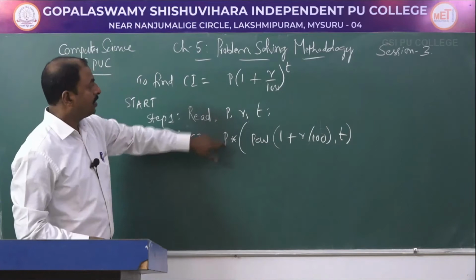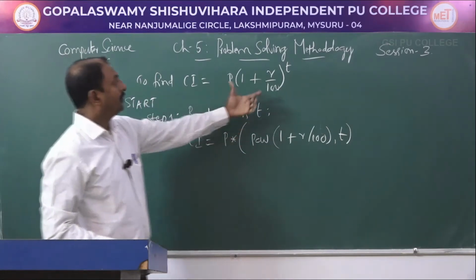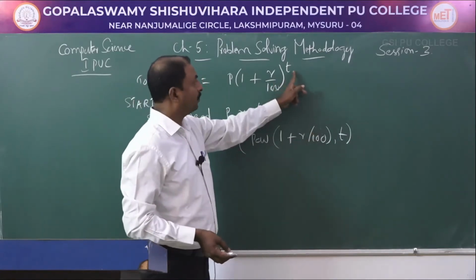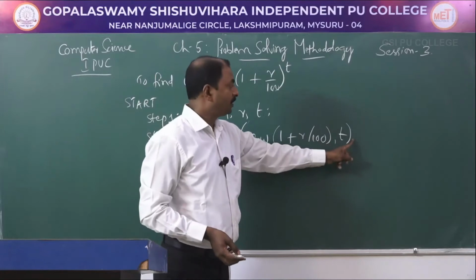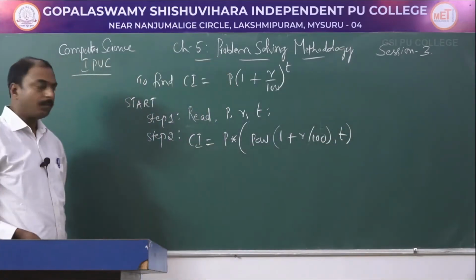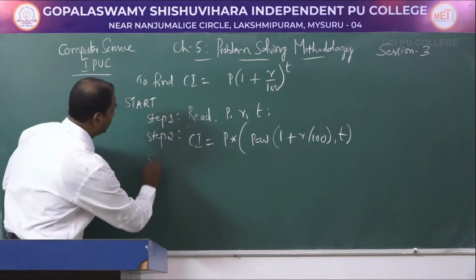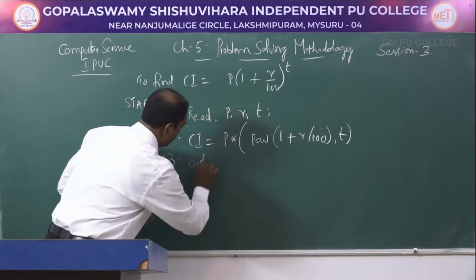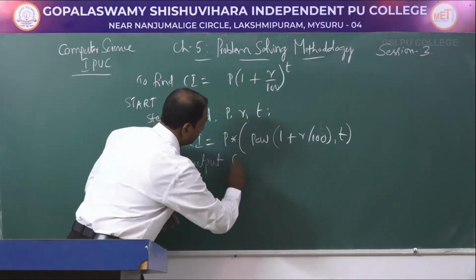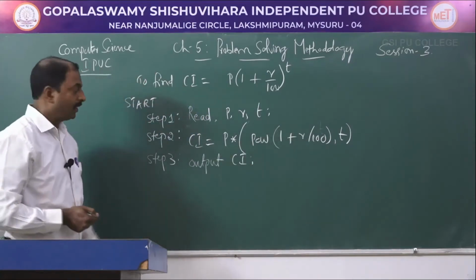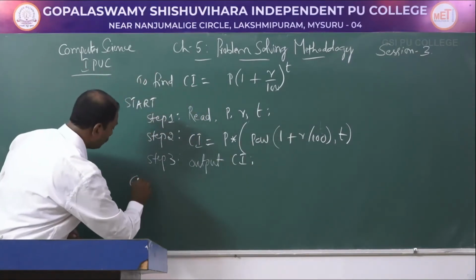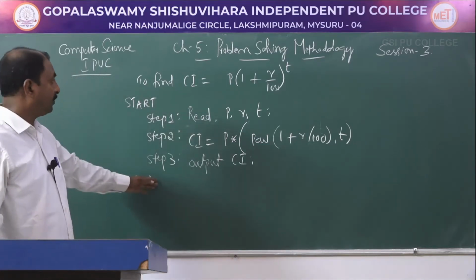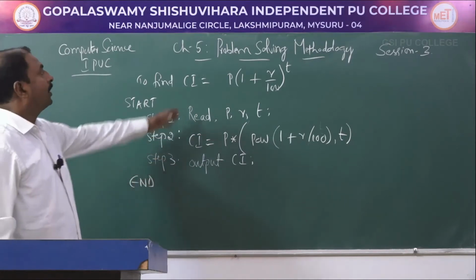So this is P, multiplied by this term, that is 1 plus R divided by 100 whole to the power of T. We are writing like this. So this is your formula to find compound interest. Next step is we have to print the result, that is step 3, output CI or compound interest. Then finally we have to end this algorithm. So students, this is a simple example, an algorithm to find compound interest.